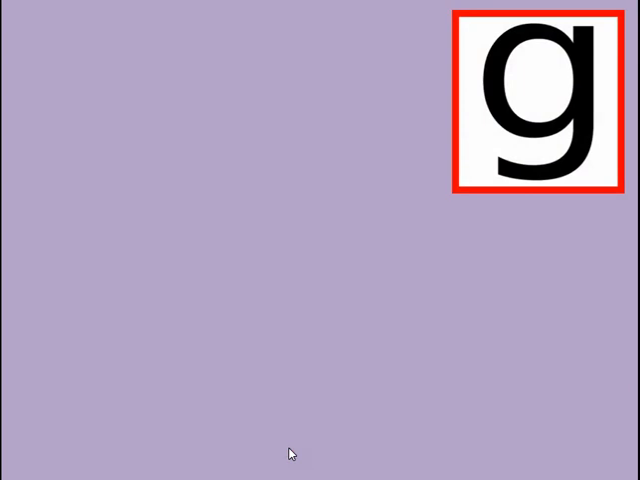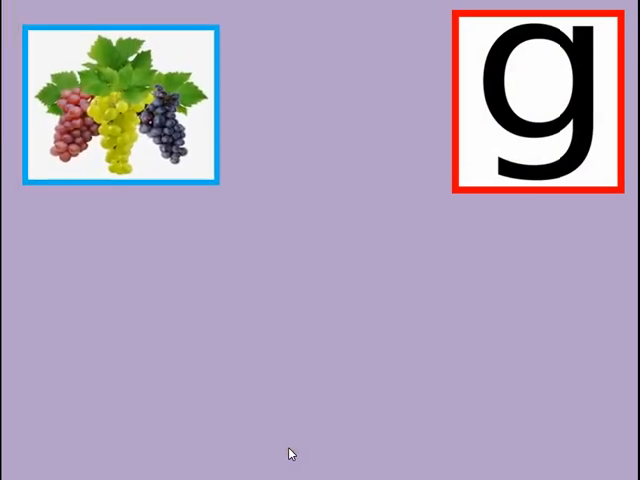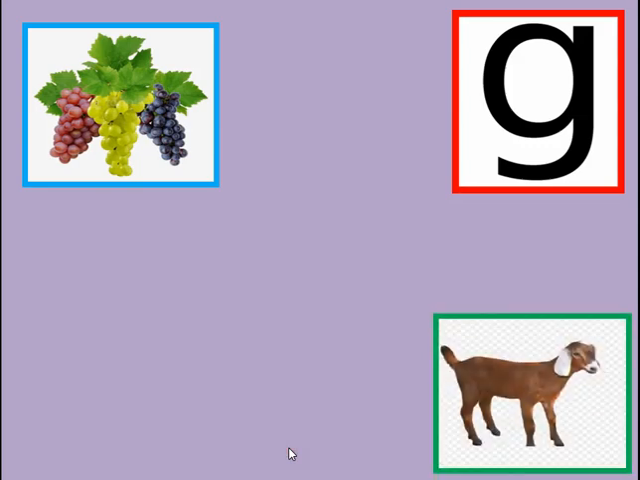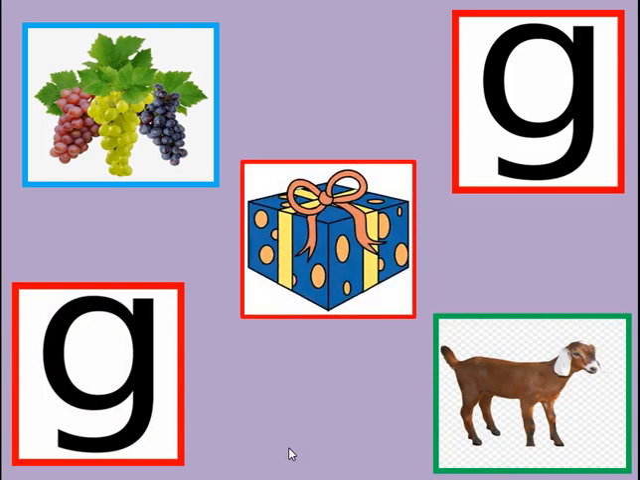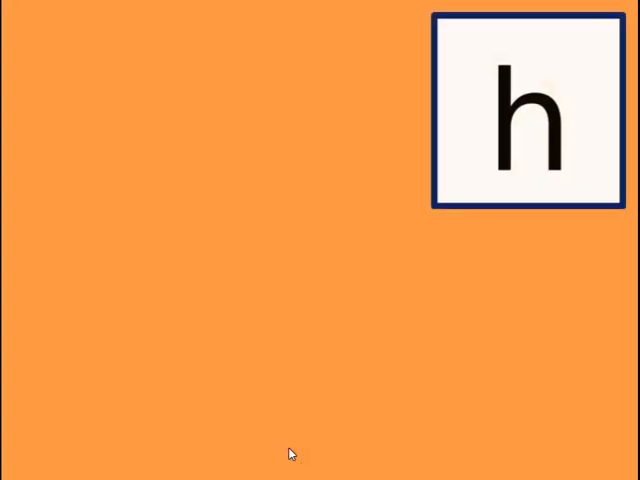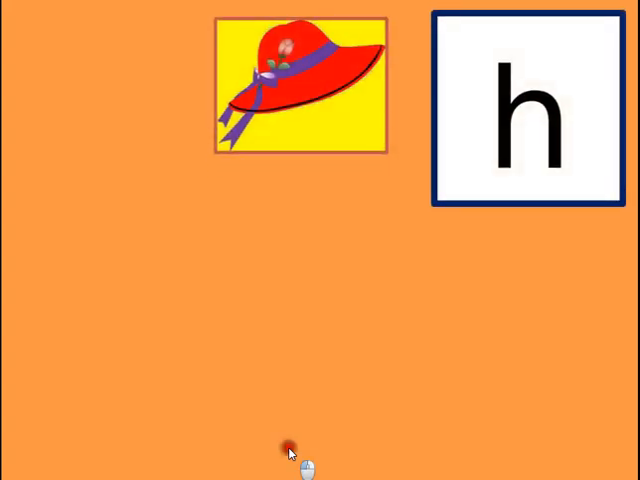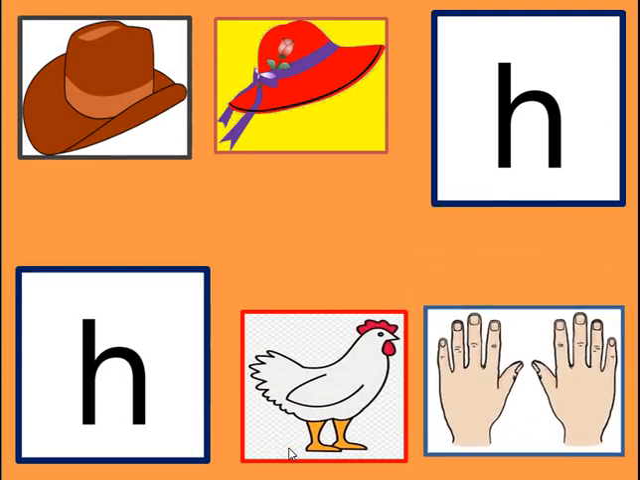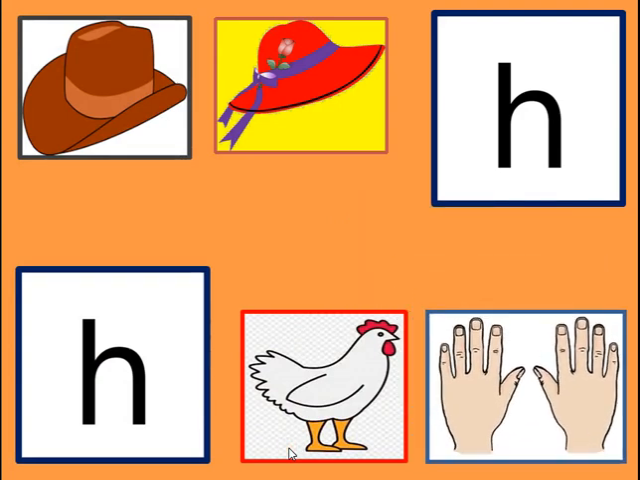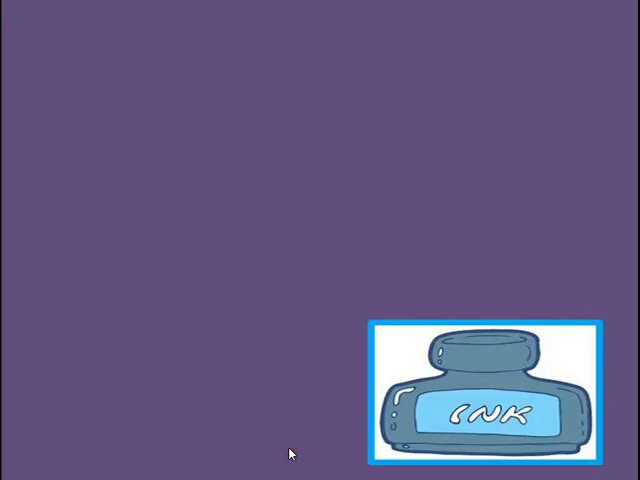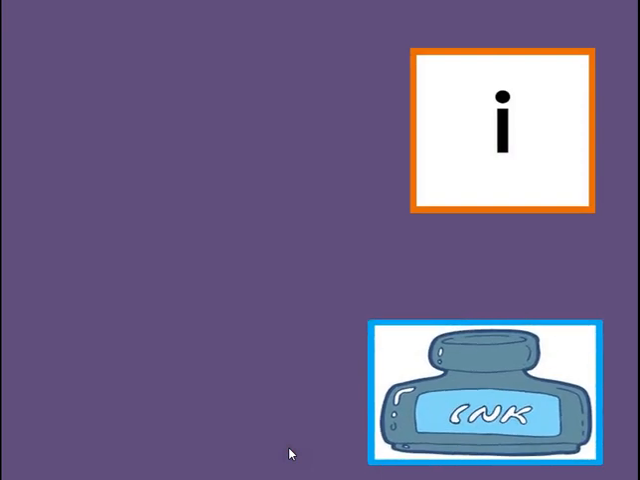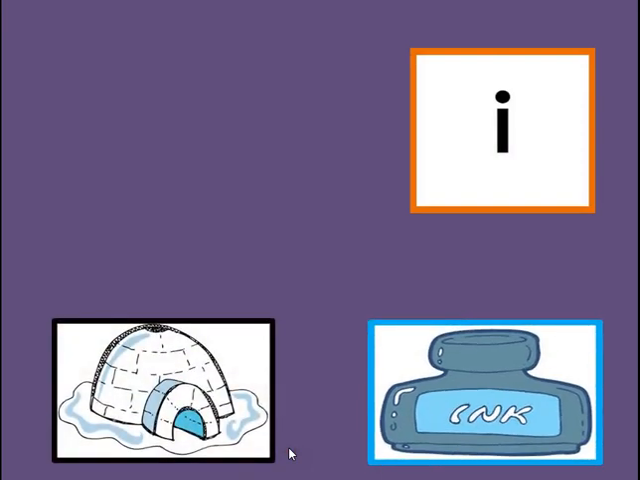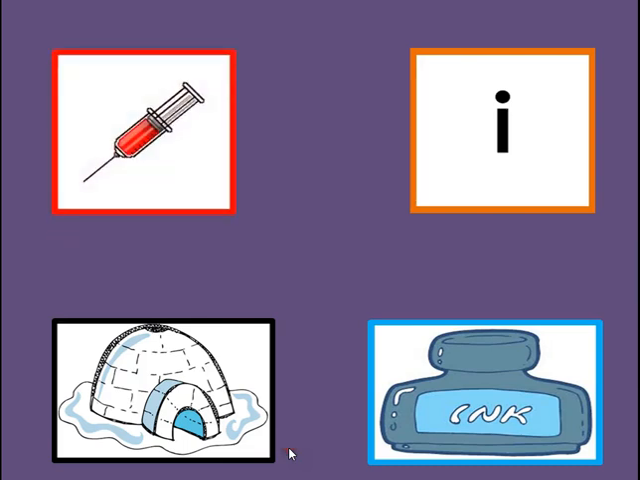This is the letter G. Grapes. Goat. Gift. This is the letter G. Hat. Hand. Hands. This is the letter H. Ink. Igloo. Injection. This is the letter I.